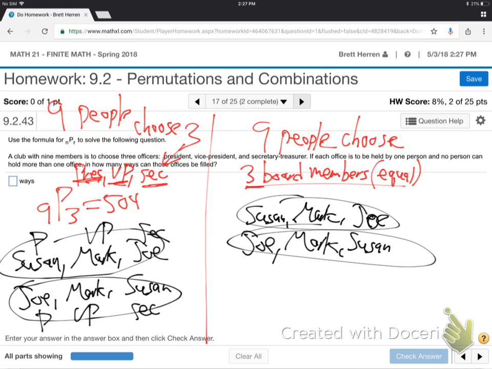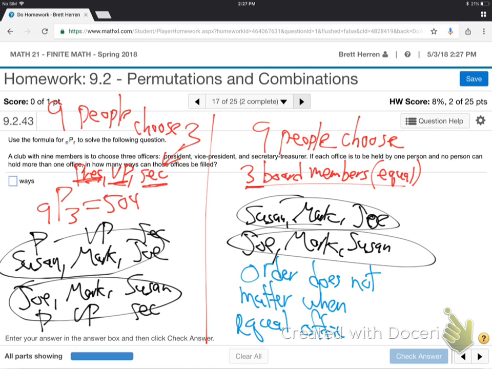So when they're equal offices, the order does not matter. Right? The order matters not when they're equal offices or equal money amounts or equal whatever. When the order doesn't matter, you know what that is? That's 9C3. And this one over here was 9P3. That's the crucial difference between P and C.